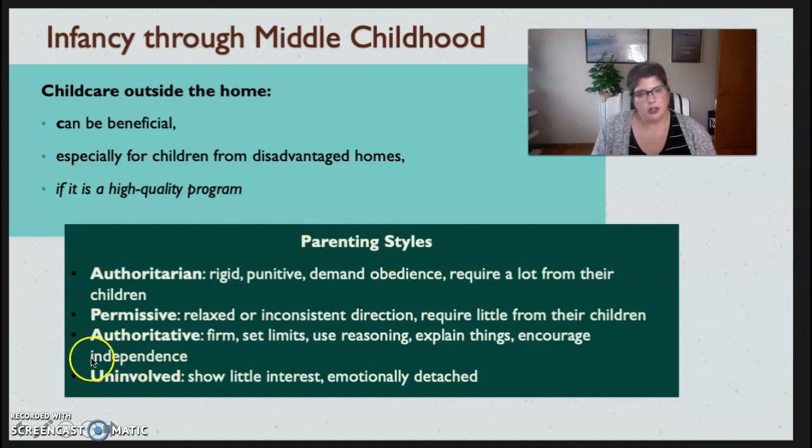There's 4 identified parenting styles. So authoritarians tend to be really rigid, demand obedience, require a lot from their children. Permissive, pretty much the opposite of authoritarian, really relaxed. They don't have a lot of direction. They don't require very much from their kids.